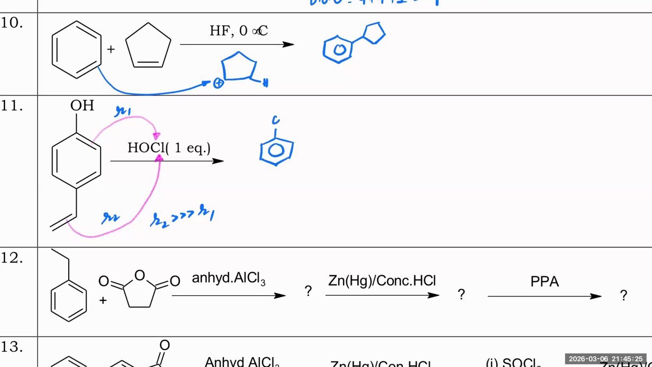So this phenol will be this way. And here we will see chlorine getting added, positive charge will come here, and then on that we will get OH getting added. We'll get chlorine and OH being added. So that is the final product.